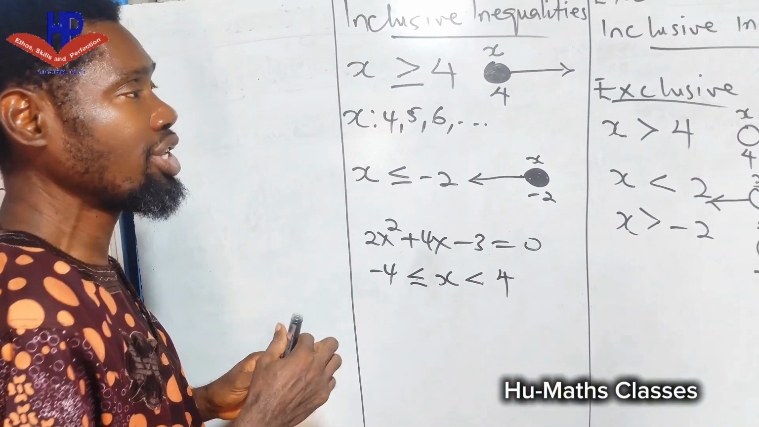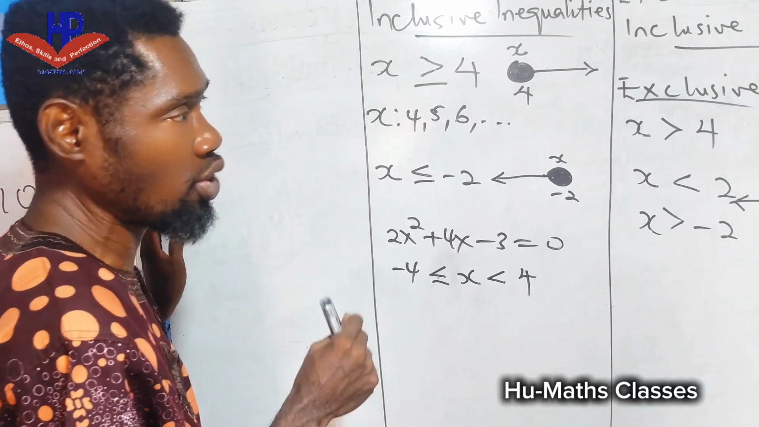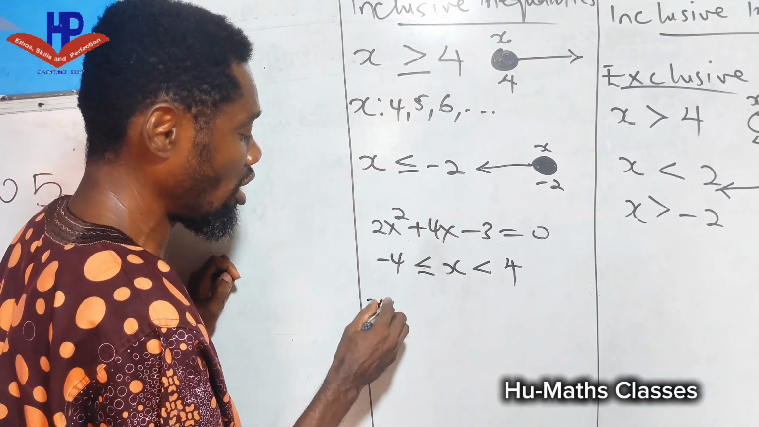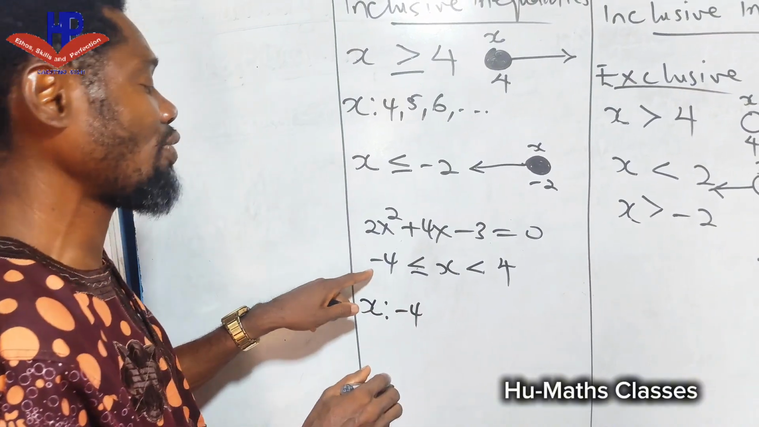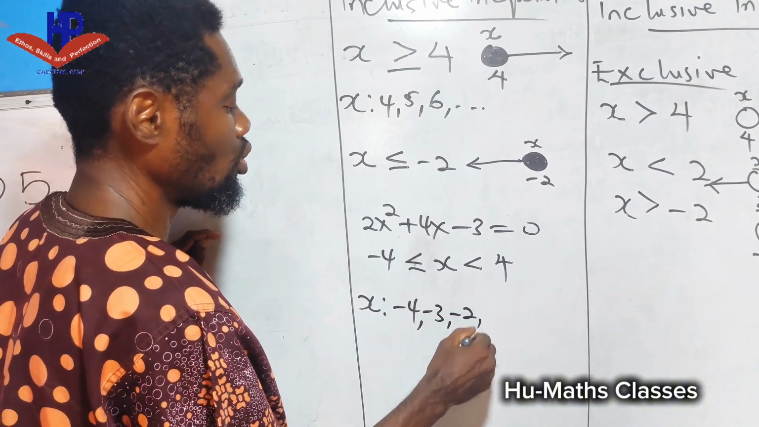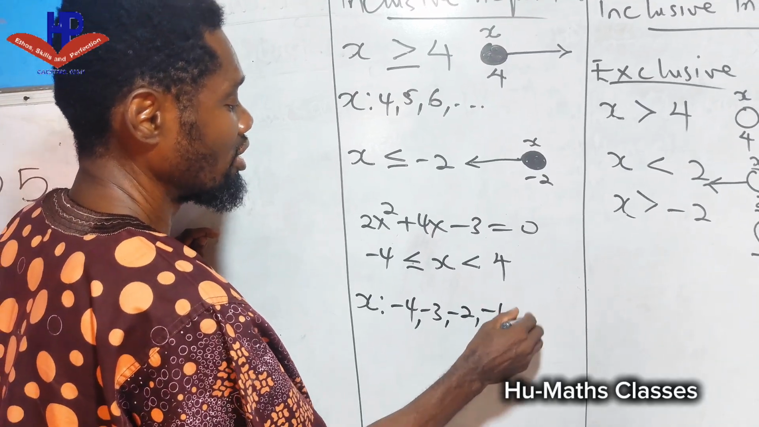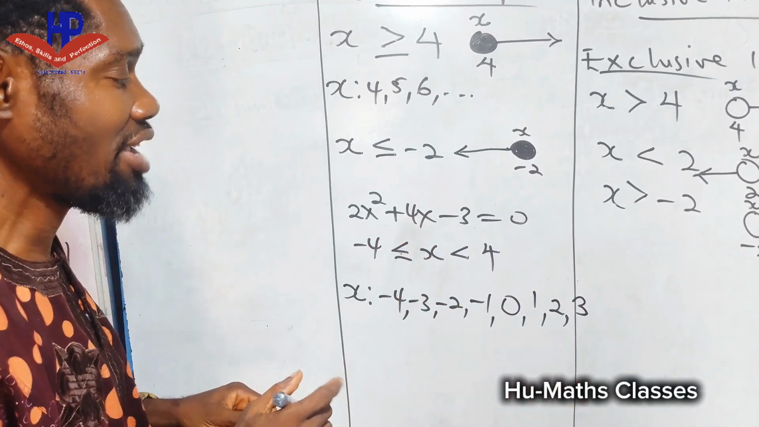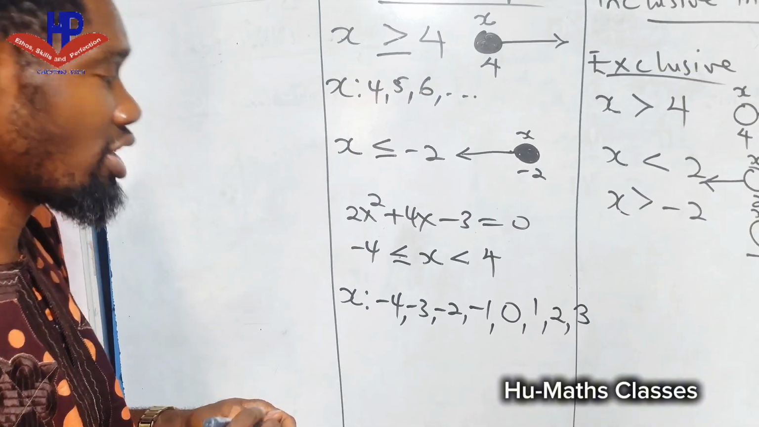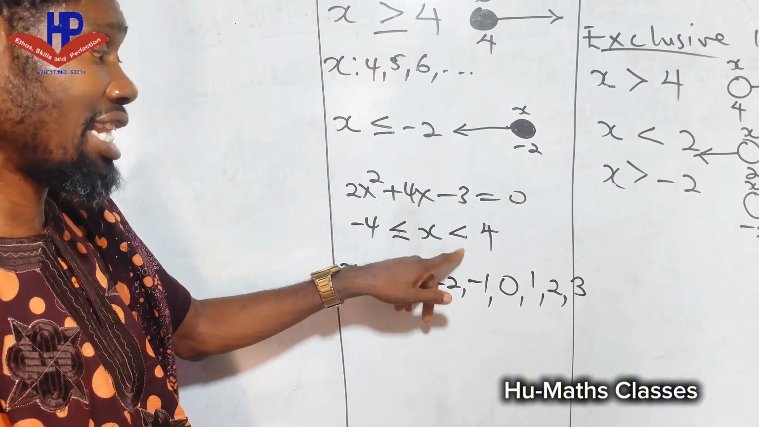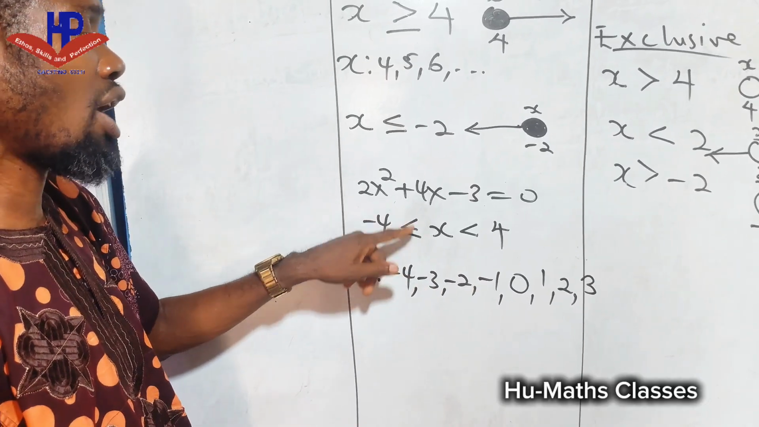So what will be the values of x? We said we need to understand the limit of x to help us get the values of y. So I'll be having the limit of x in this form: minus 4, because minus 4 is a member, minus 3, minus 2, minus 1, 0, 1, 2 and 3. I will not write 4. Why? Because 4 is not a member of this particular set, because x is less than 4 and x is greater or equal to minus 4.